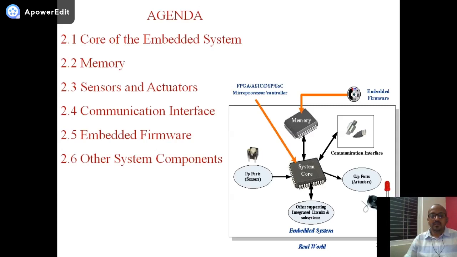So, this chapter 2 covers all the components of an embedded system. Embedded means hidden. What is hidden? Core, memory, input output, sensors, actuators and intercommunication interface components, all are connected to the core and kept in a box. That box we call an embedded system.